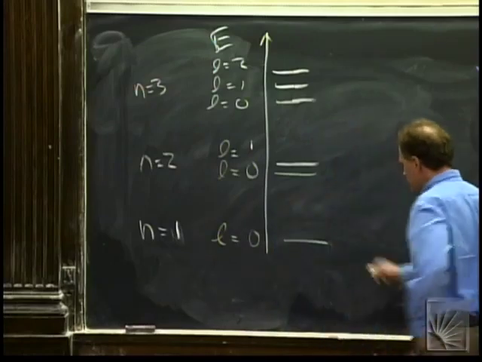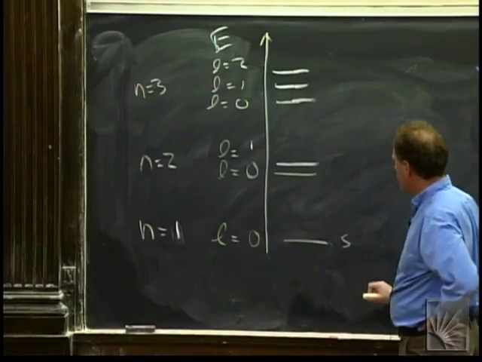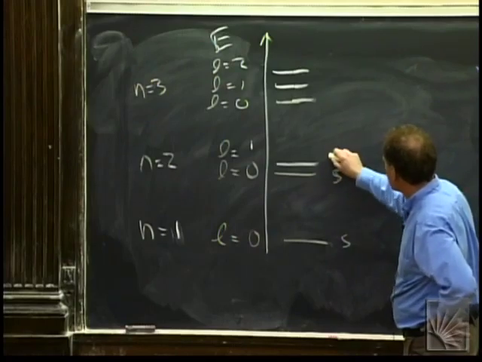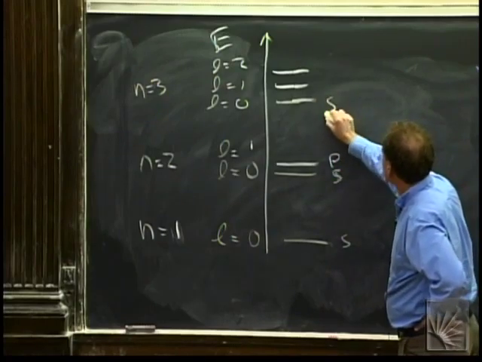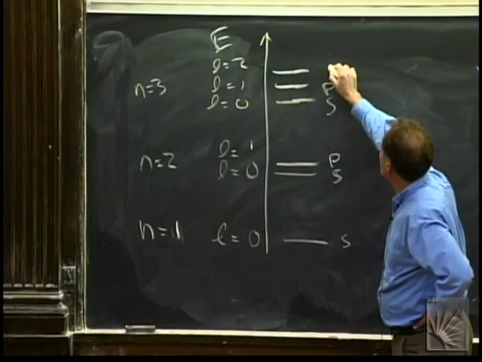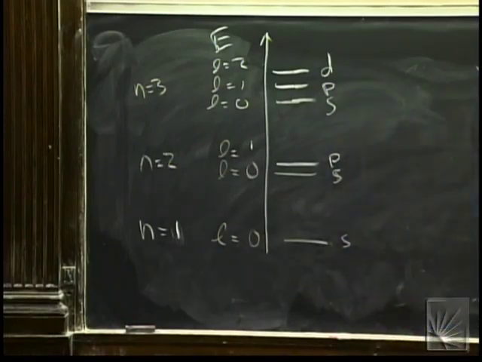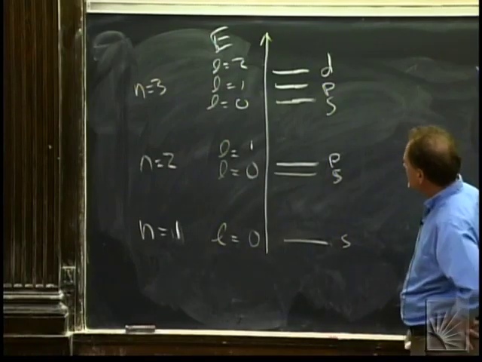Just some more things, right? This was called the s orbital. Once again, L equals 0 is s, L equals 1 is p, L equals 2 is d. This is the spectroscopic notation, which was invented to describe the spectra seen from transitions of electrons between these states before anyone had any idea what was going on.